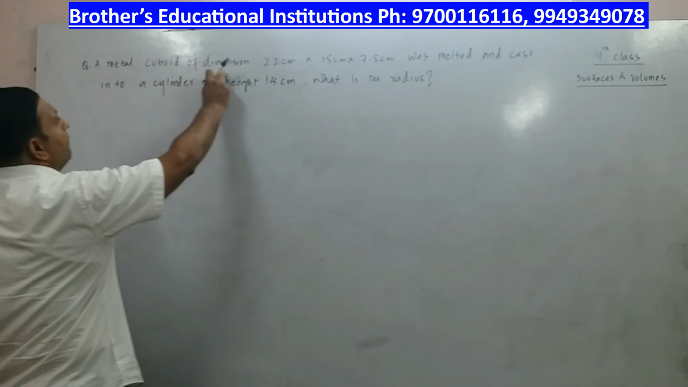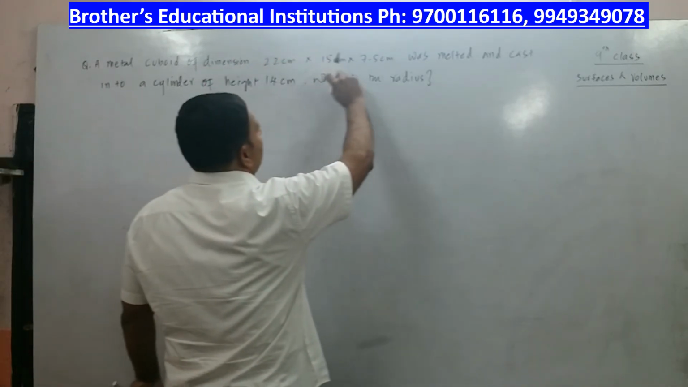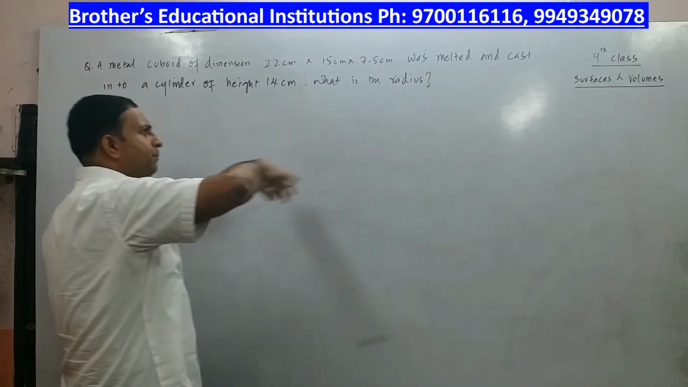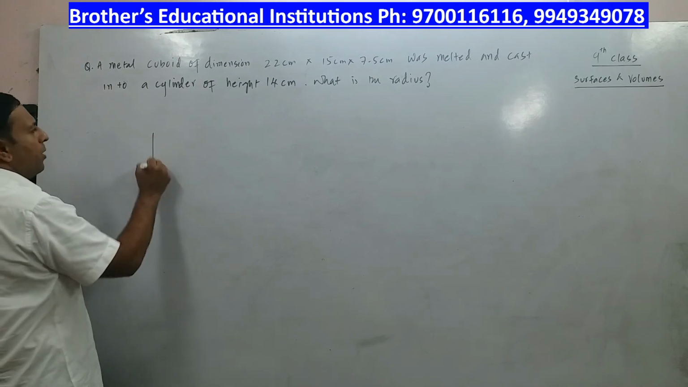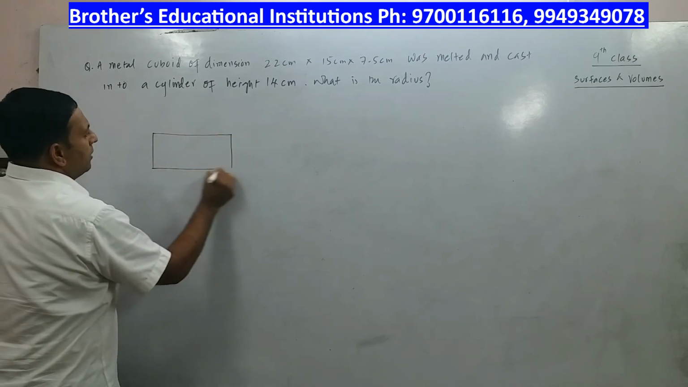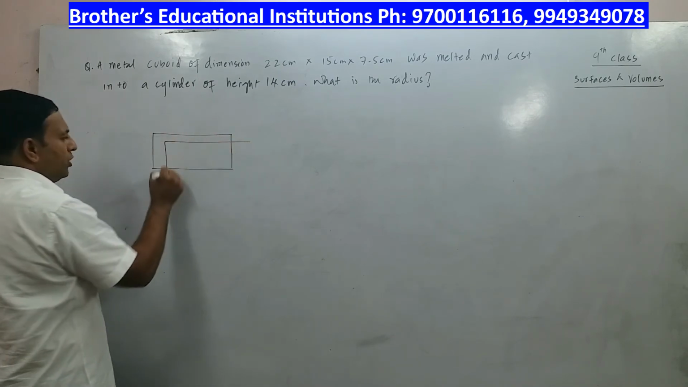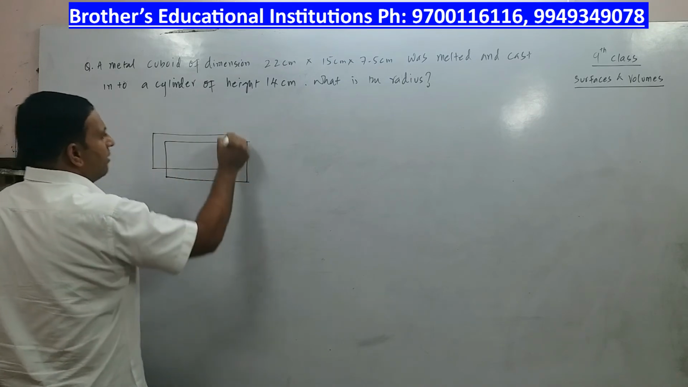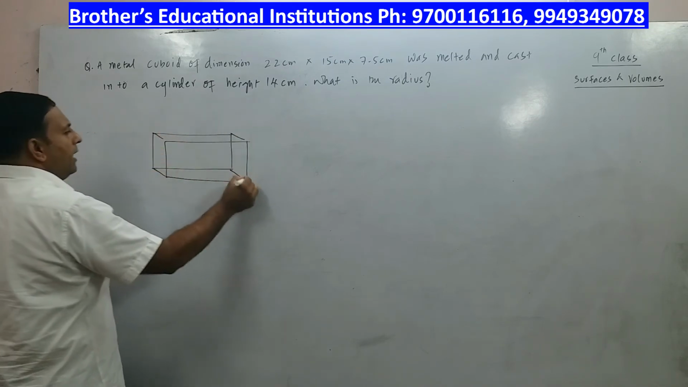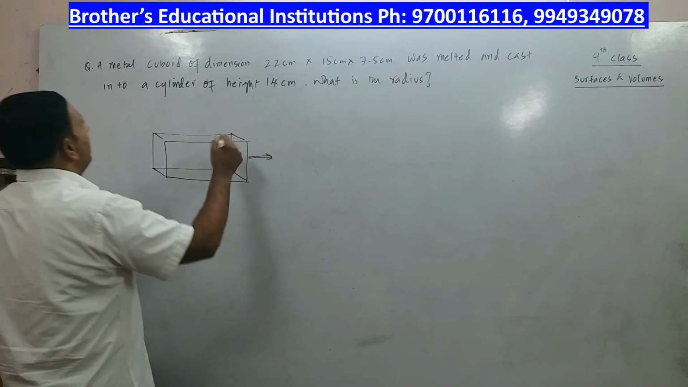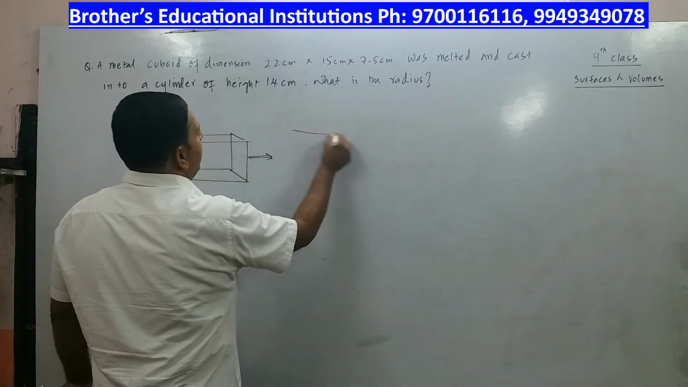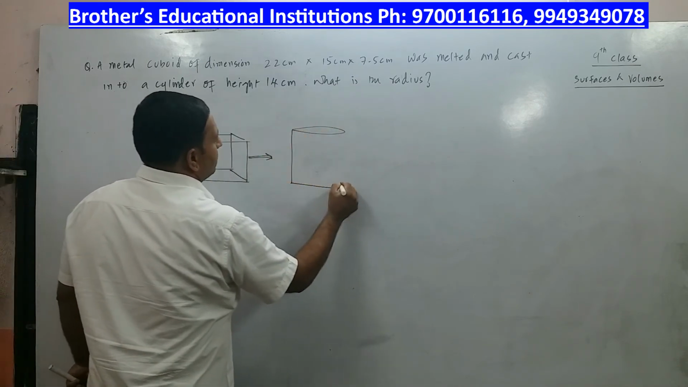A metal cuboid of dimension 22 centimeters, 15 centimeters and 7.5 centimeters was melted. Alright, so there is a cuboid. Let me draw a cuboid for you. Now a metal cuboid. That cuboid can be a gold brick or a silver brick. Now that is melted, and once it is melted, it is recast back into a cylinder.